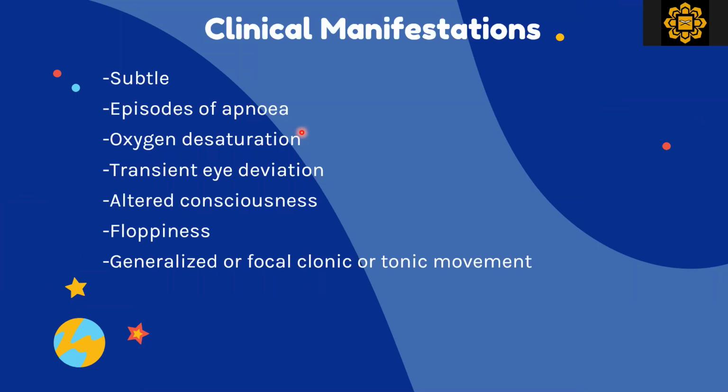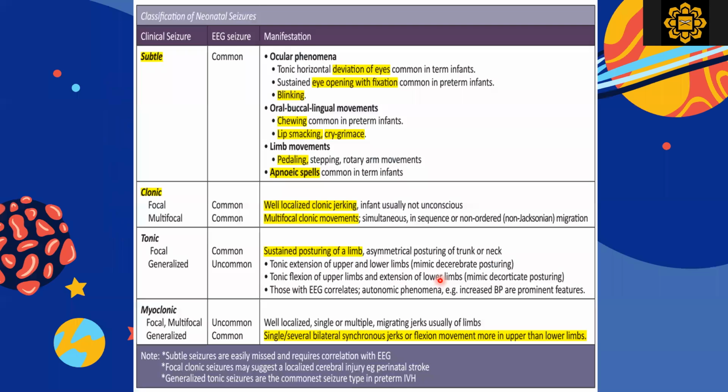So the clinical manifestation: the baby may present with subtle apnea, oxygen desaturation, eye deviation, altered consciousness, floppiness, and/or generalized, focal clonic or tonic movement. You can read the case scenario and then you can know what the clinical manifestation of the baby is. This is the clinical classification of neonatal seizures: subtle, clonic, tonic, and myoclonic.